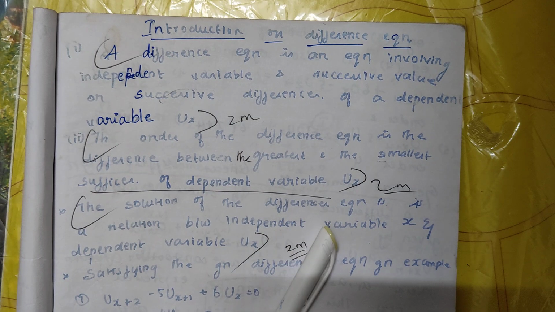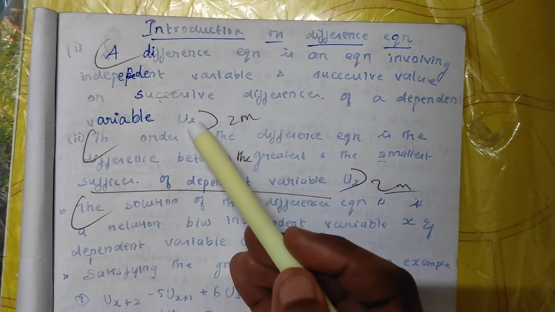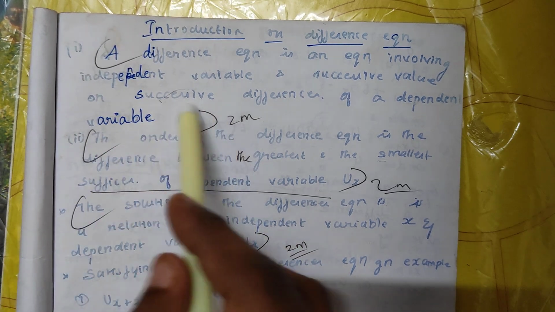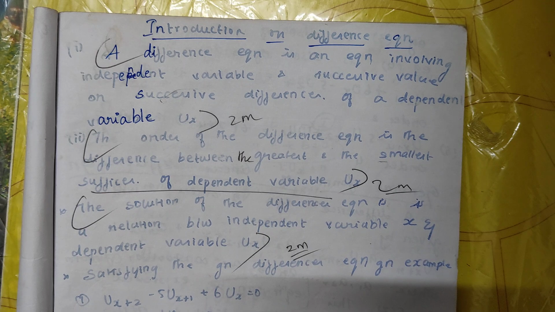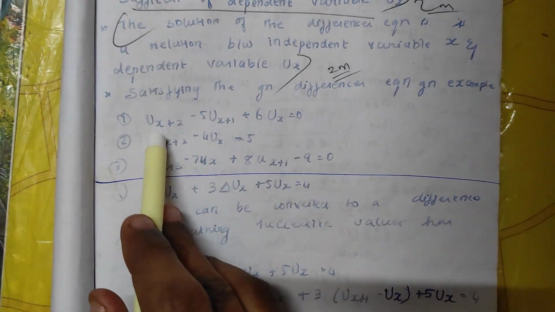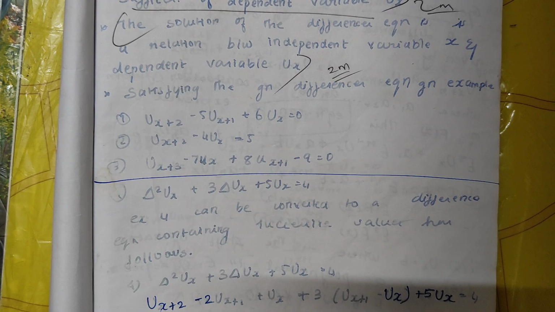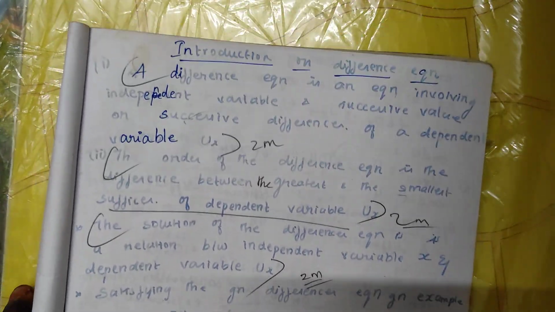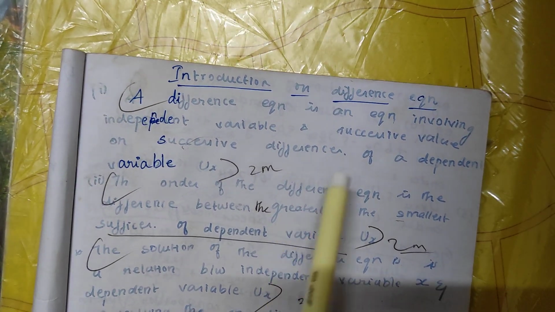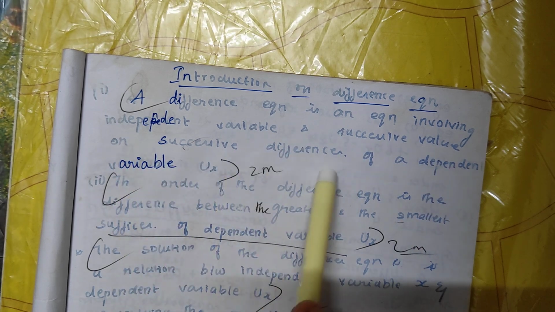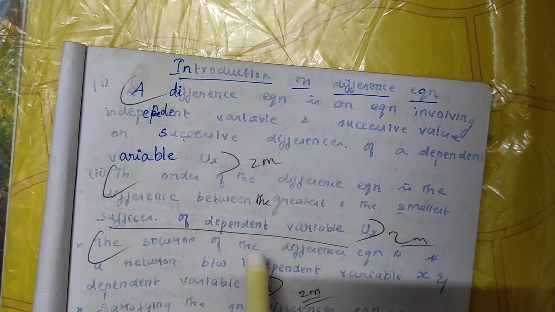So there are two kinds of variable, as you already know, independent variable and dependent variable. So in this the dependent variable ux will be there. Okay, so this dependent variable with successive difference will be there. So I will show you how this works. Here u of x plus 2, here u of x plus 1, ux. It's like successive difference, right? So that is why a difference equation is an equation involving an independent variable and successive value or successive difference of a dependent variable ux.